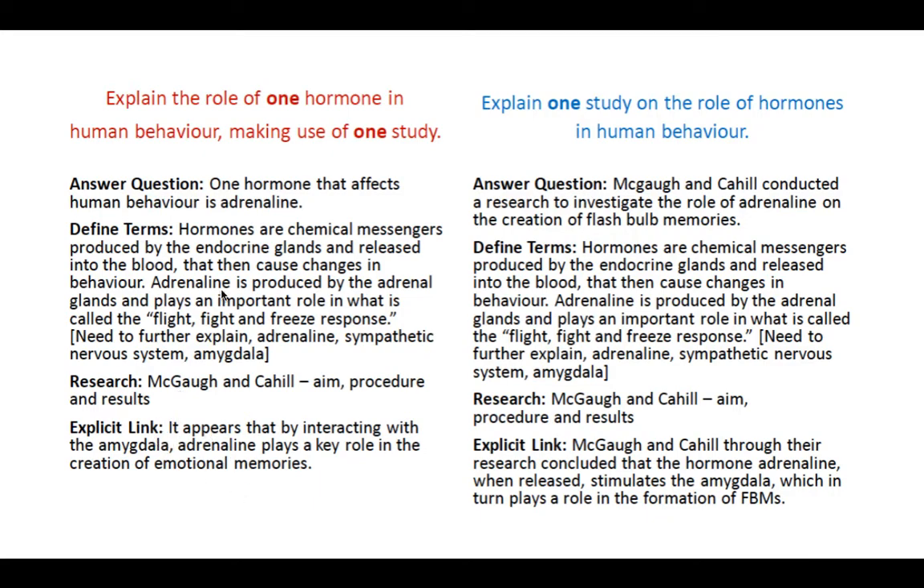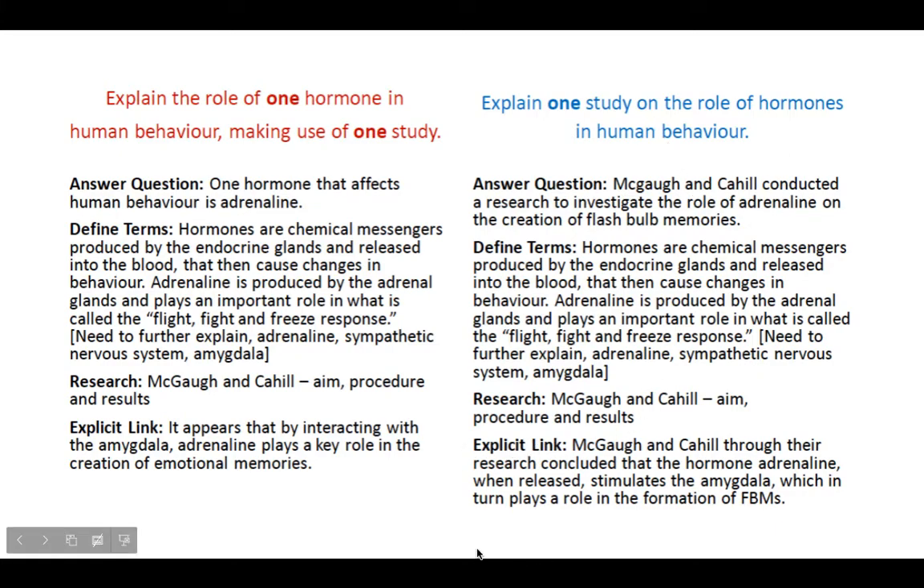But since it's explanations, you really do need to explain what the research suggests in relation to the theory, or in relation to the question. So an explicit link for this question would be: it appears that by interacting with the amygdala, adrenaline plays a key role in the creation of emotional memories. So I'm focusing on the hormone, the one hormone. What is its relation to human behavior? That is my explicit link, and that is my last sentence in the response.